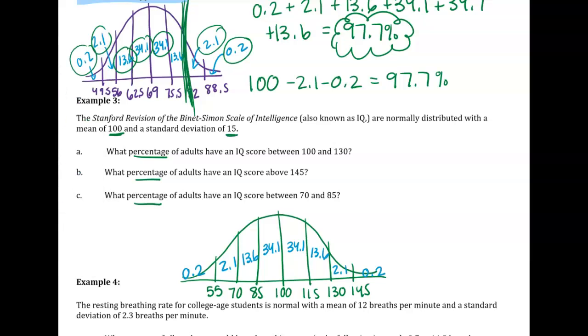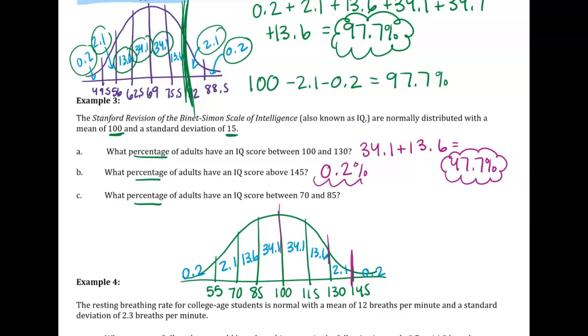And so what percentage of adults have an IQ score between 100 and 130? Well, 100 to 130, that's basically from here to here. So we have 34.1 plus 13.6, which is 47.7%. What percentage of adults have an IQ score above 145? Well, to the right of 145, that's just 0.2%. So not very many is the point.